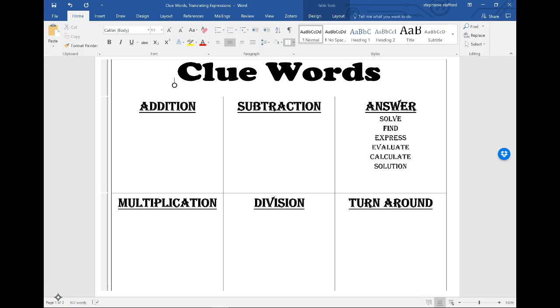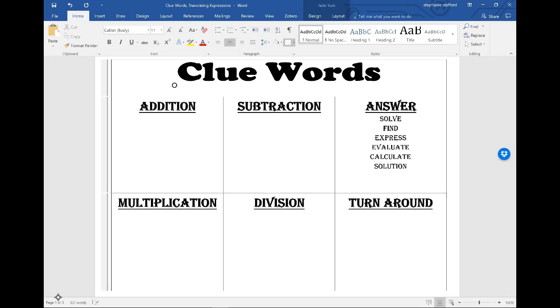In this video, you're going to be looking at clue words and translating expressions. So in other words, if I give you a written sentence with words, could you interpret what that means as far as your operations go in math? So this isn't going to be an all-inclusive list, but it's definitely going to give you a good idea of thinking about words in word problems and just simple sentences and how they translate into a math problem.